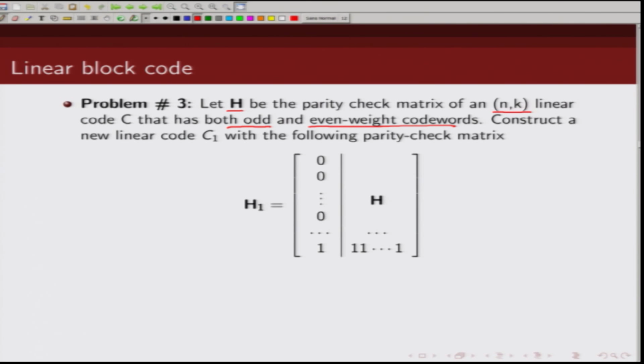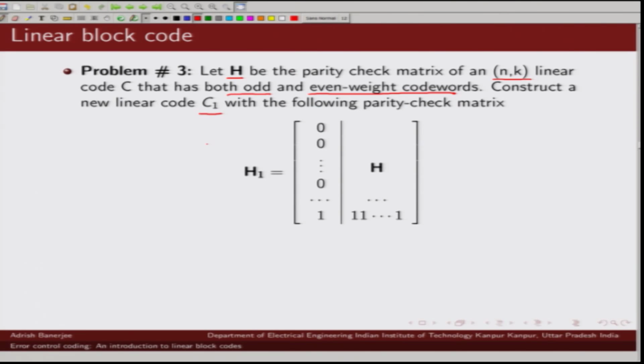And we are constructing a new code that we are calling C1, and the parity check matrix of the new code C1 is given by this. So, how do we find this new parity check matrix H1? We are adding a new column which is 0 in the initial rows, except in the last row where there is a 1, and here we have put our original (n minus k) cross n matrix, and the last row is basically all ones.